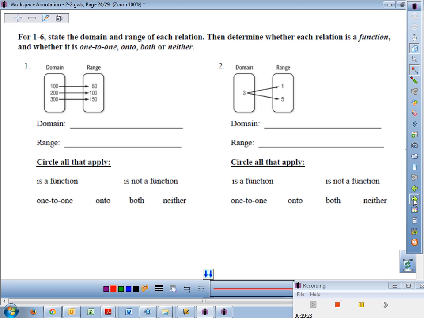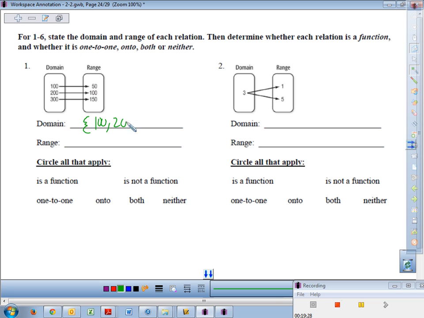Cool? Next. They give us a mapping. They say state the domain and range in each relation, then determine whether each relation is a function, whether it's one-to-one, onto, both, or neither. So domain, isn't that the set of all the x values? Correct? Isn't there a finite number also? There's just 3 of them in there. So we need it as a set.